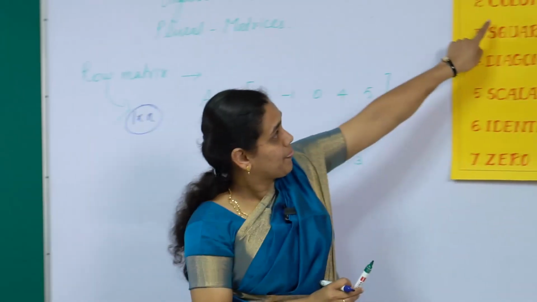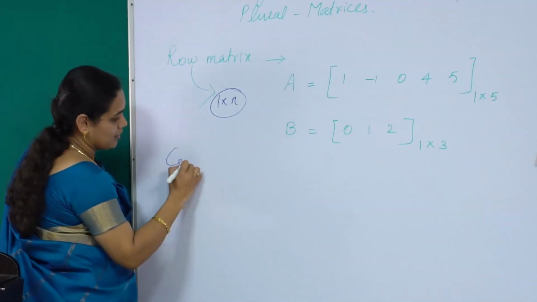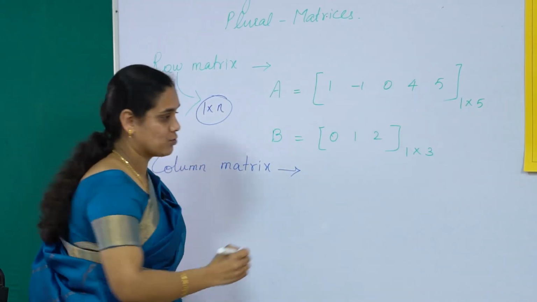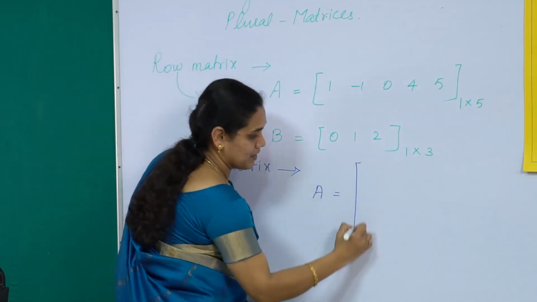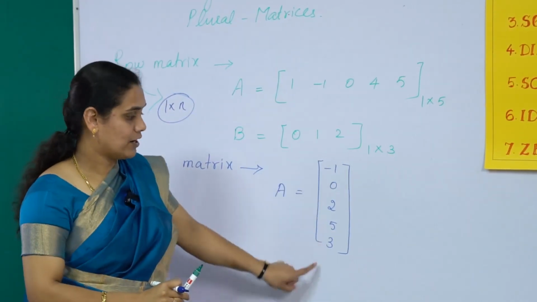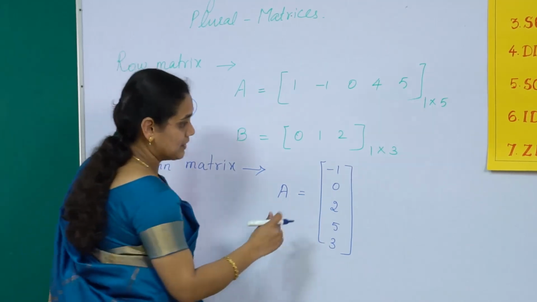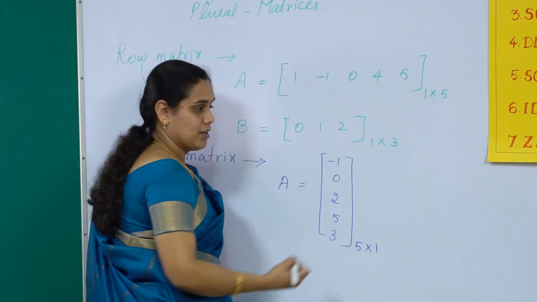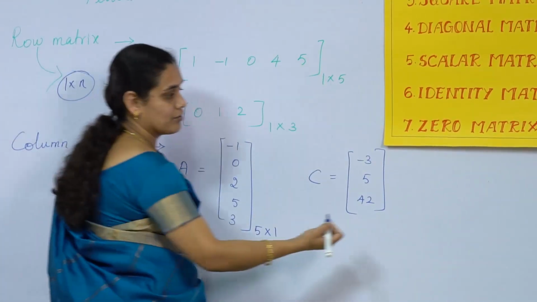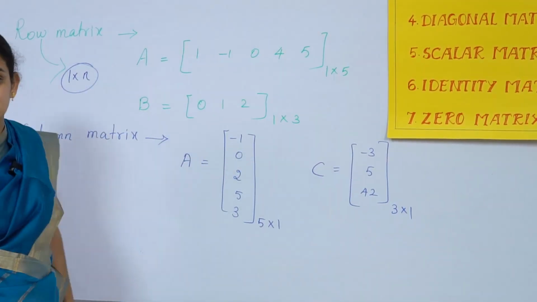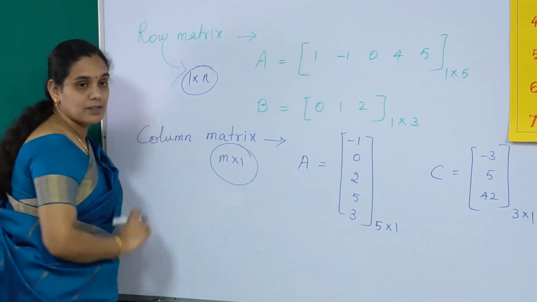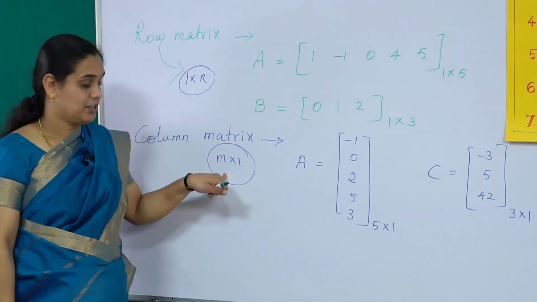The next type is the column matrix. Now it is easy for us to define what a column matrix is. A column matrix has only one column and any number of rows. For instance, -1, 0, 2, 5, 3. Here, we have only one column and 5 rows. So what can be this order? 5 by 1. If we take another matrix C as -3, 5, 42, then the order of this is 3 by 1. Now it is easy to say the order of the column matrix in general: m by 1.